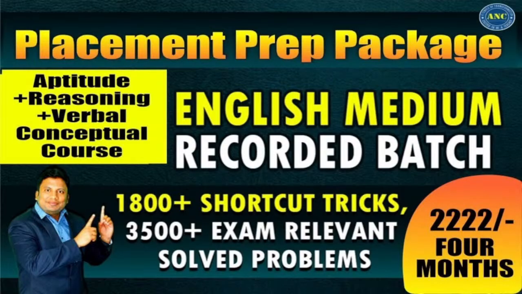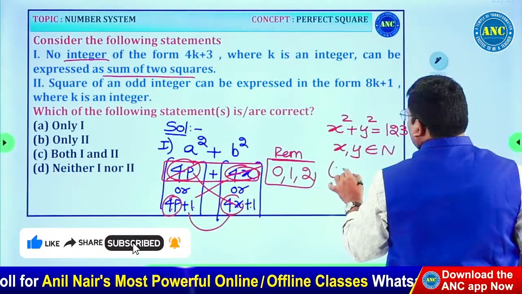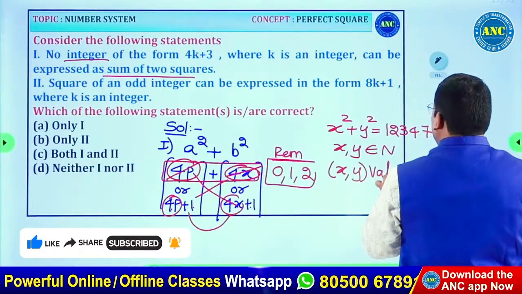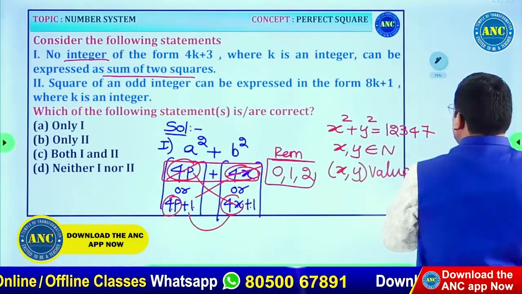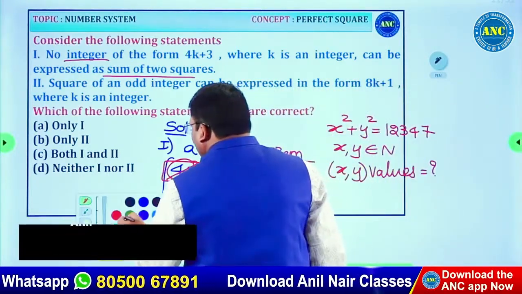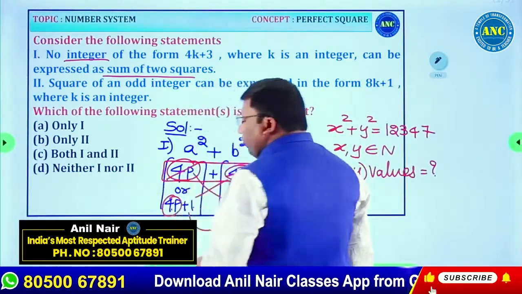Now, in an examination, they might also give it like this. X square plus y square is equivalent to 4 7. X and y are natural numbers. How many values will x and y take?